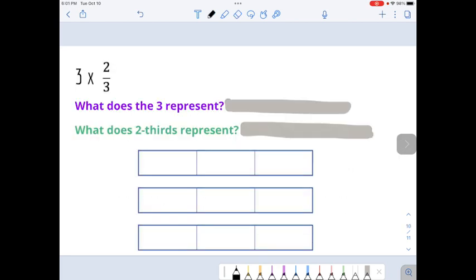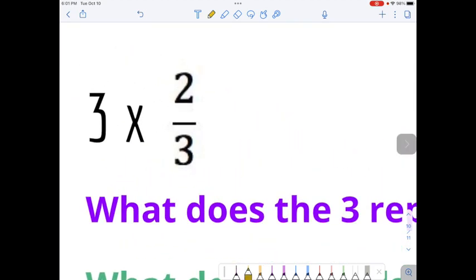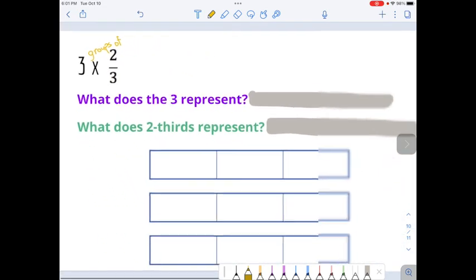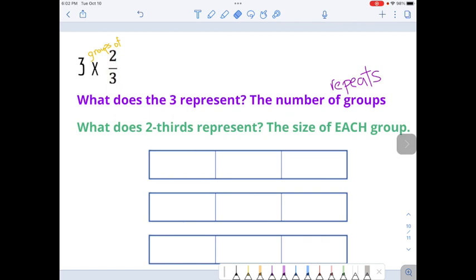This time it says 3 times 2/3. So again, instead of calling it times, I'm going to call that groups of. 3 groups of 2/3. So what does the 3 represent? It represents the number of groups. Sometimes you want to call that the number of repeats. How many times you are going to draw the same thing over and over. So what does the 2/3 represent? It represents the size of each group, right?